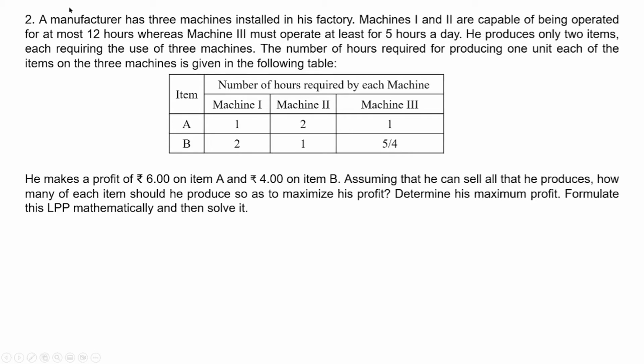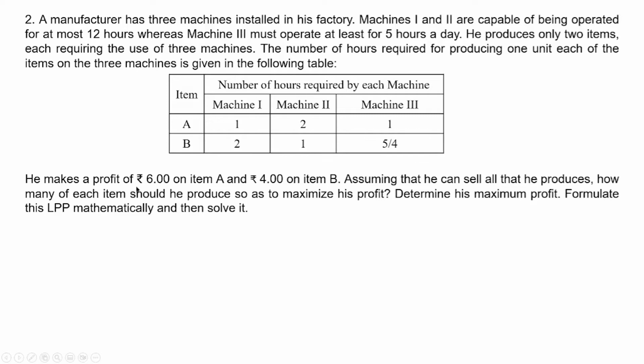So here is the question. A manufacturer has 3 machines installed in his factory. Machines 1 and 2 are capable of being operated for at most 12 hours, whereas machine 3 must operate at least 5 hours a day. He produces only 2 items, each requiring the use of 3 machines. The number of hours required for producing 1 unit each of the items on the 3 machines is given in the following table. So the manufacturer manufactures 2 items A and B, and the number of hours required on each machine by each of the items is given in this table.